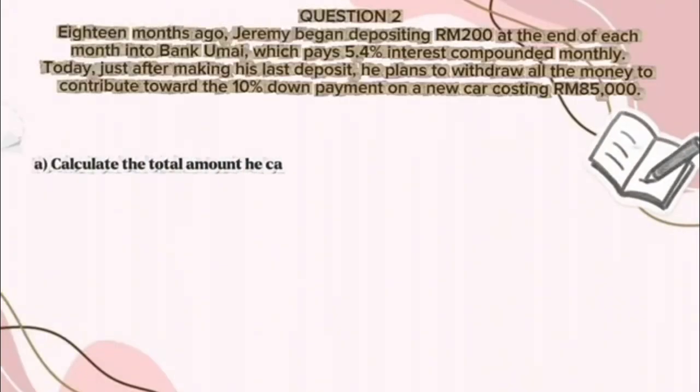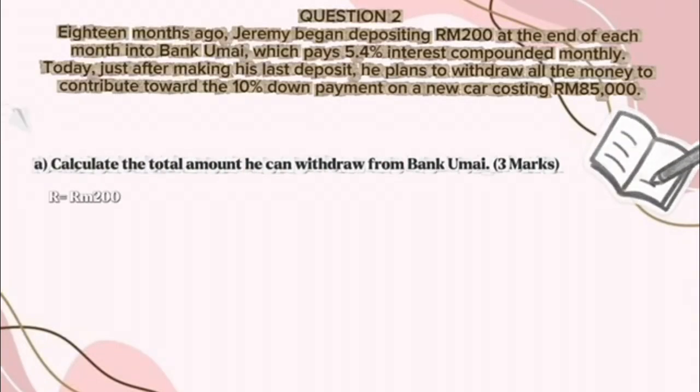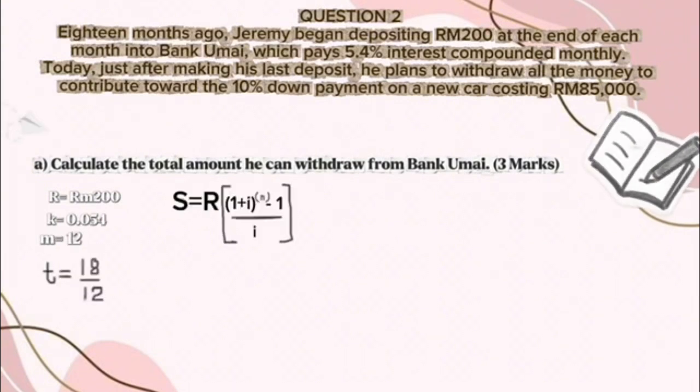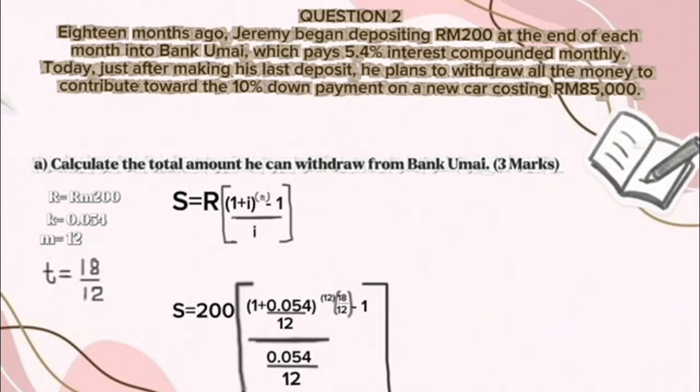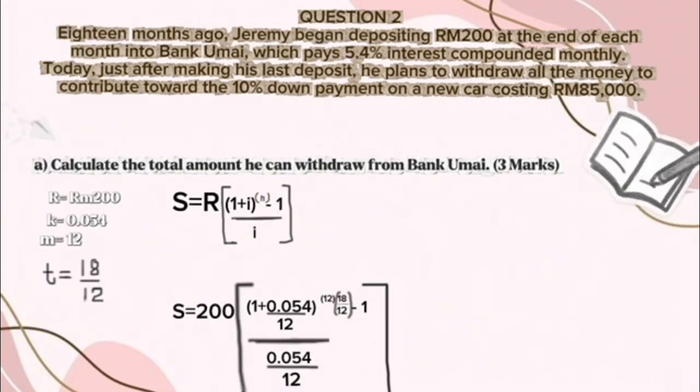For part A, he saves 200 ringgit every month for 18 months. The bank gives 5.4% interest a year. I used the annuity formula to calculate the total amount including interest. After putting all the values inside the formula, the total amount he can withdraw is 3,741 ringgit and 6 cents.